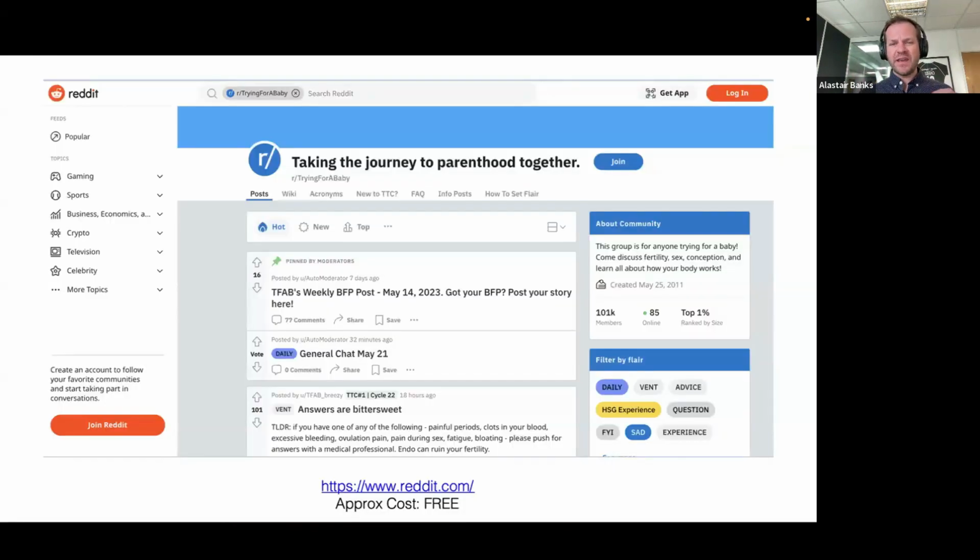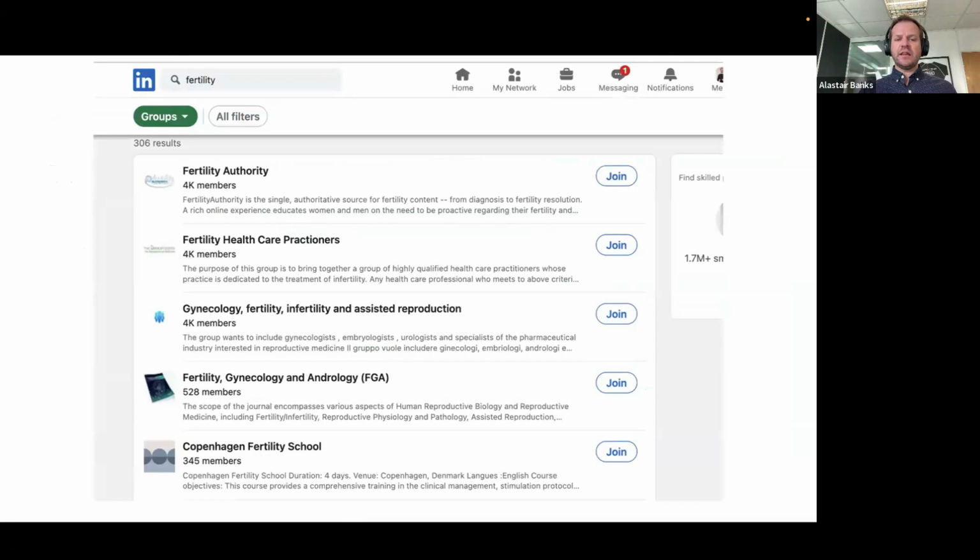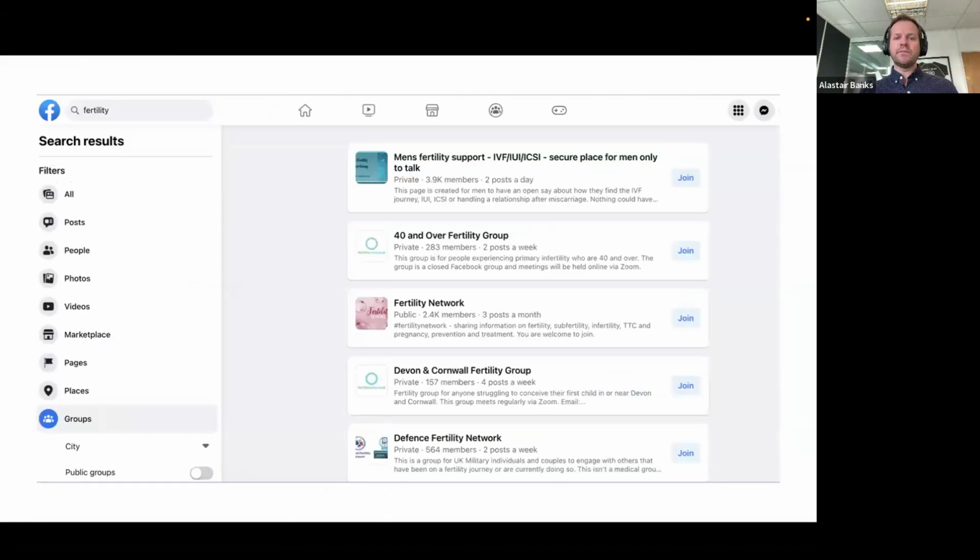Watering holes are basically places online where people hang out. So I've got examples here for Reddit. There's a fertility subreddit here with 101,000 members. Here's one supporting your IVF journey with 27,000 members. Here's a LinkedIn group with lots of fertility groups, lots of people that are joining these groups that are interested in fertility. Here's Facebook again, and I've shown a local Facebook group here.